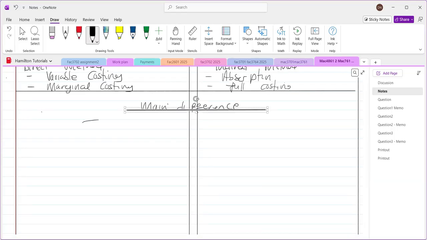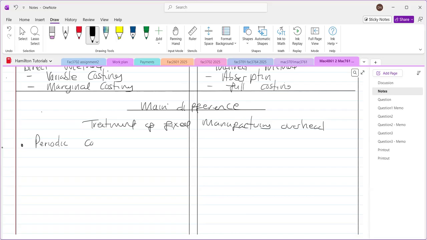Right, so the main difference is the treatment of fixed manufacturing overhead costs. The main difference is how we treat the fixed manufacturing overhead costs. Under variable costing, these are treated as periodic costs. But under absorption costing, these are treated as manufacturing costs.